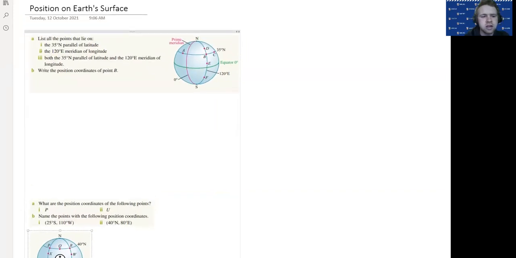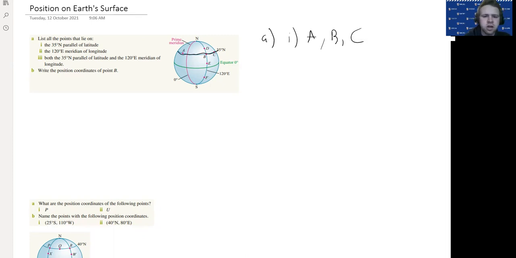So list all the points that lie on 35 degrees north, parallel latitude. So we've got this line just here. All the points that lie on that parallel latitude are A, B, and C. So A, B, and C all have 35 degrees north. The meridian of 120 degrees east is, sorry, not the parallel line, the vertical curve going down here. So we have D, and B also lies on that line. We have E and we have F. All of those points lie on that particular meridian.